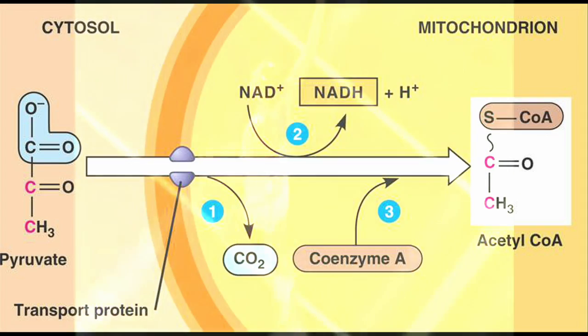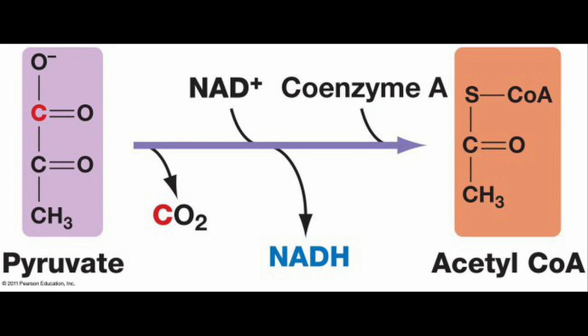Second is pyruvate oxidation. After we've broken down our glucose molecule into two pyruvate molecules, we add a coenzyme A, remove a CO2, and charge an NADH. This all occurs as it passes into the mitochondria through a transport protein.